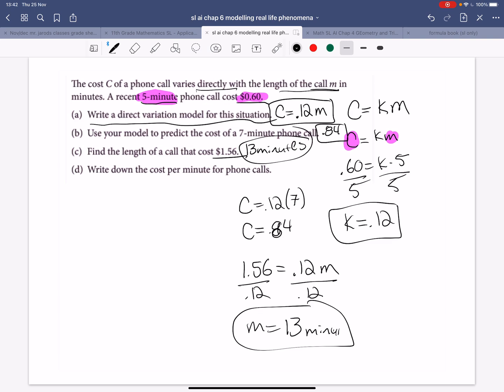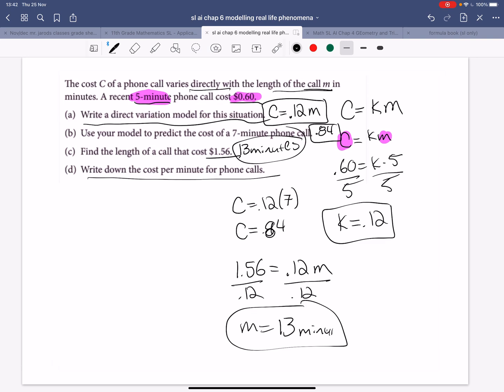Okay, hopefully by now you can see right down the cost per minute for phone calls is just 12 cents per minute. That's what a direct variation will do for you.